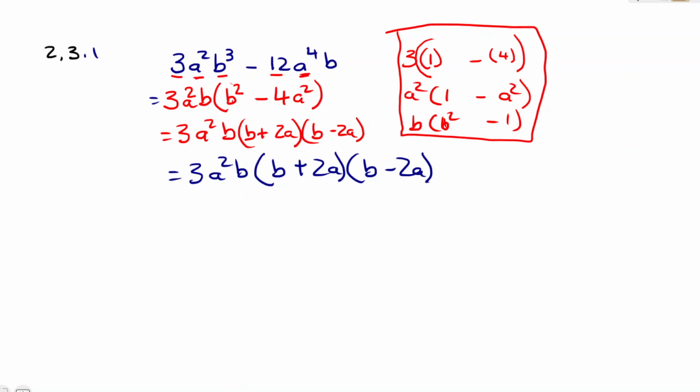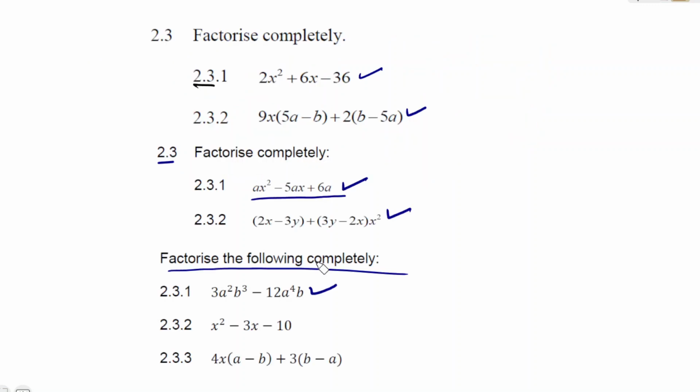Let's do now the second last problem for our factorization. So the second last one is very easy. It is x squared minus 3x minus 10. So pause the video, factorize 2.3.2, and then wait for my final solution. Then you can compare answers.